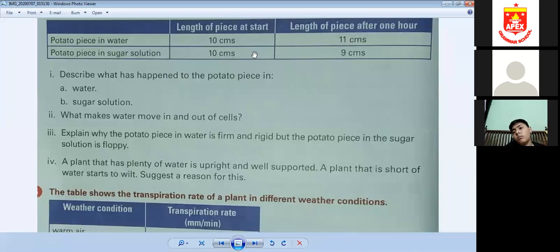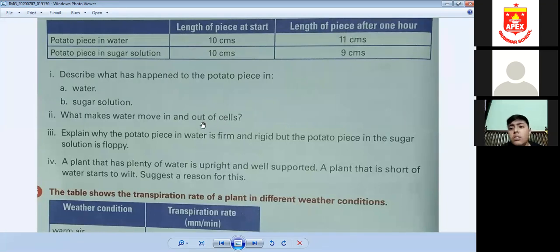But when we put this piece in a strong sugar solution, we also have discussed that a strong sugar solution has large molecules. Because of that the piece became turgid, swollen, so its length began to decrease. What happened? Its length began to decrease. Okay, so in this answer, you will write the definition of osmosis.